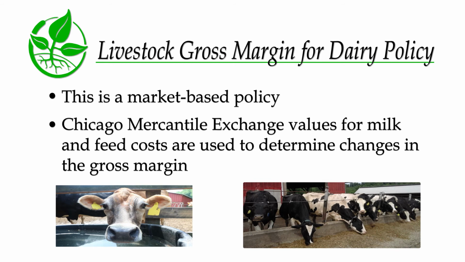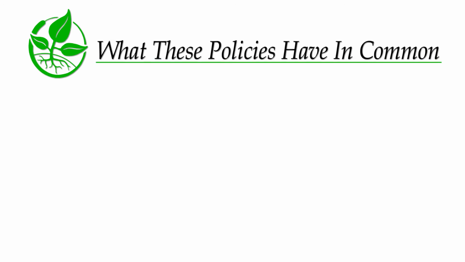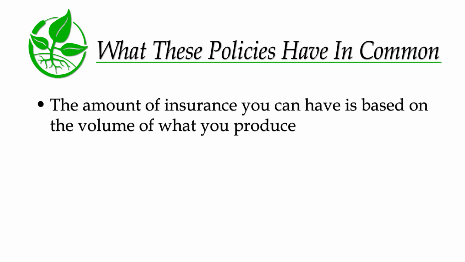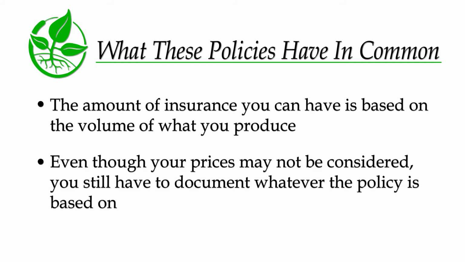Finally, one thing these policies have in common is that the amount of insurance you can have is based on the volume of what you produce. So even though your prices may not be considered, you will still have to document whatever the policy is based on. It could be the pounds of milk produced or the component values of your milk, or the number and type of livestock that you are growing. These livestock policies are very different from other crop insurance policies.